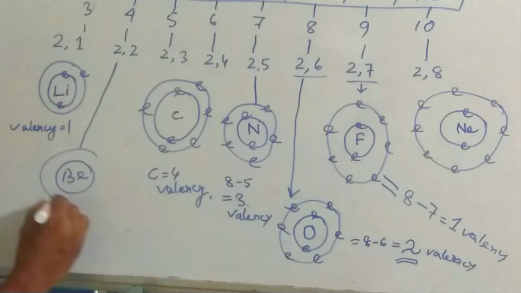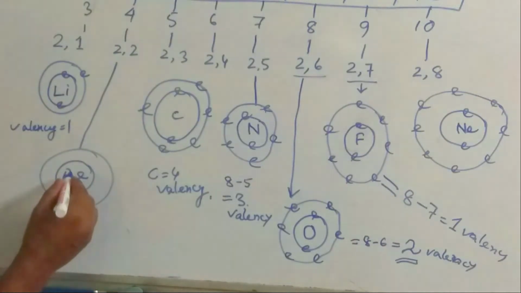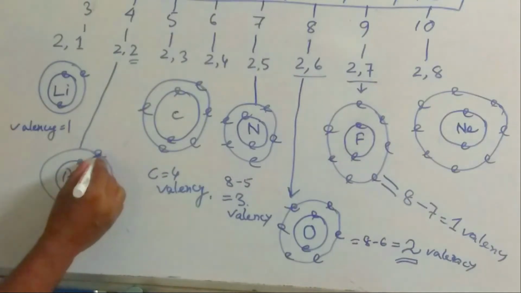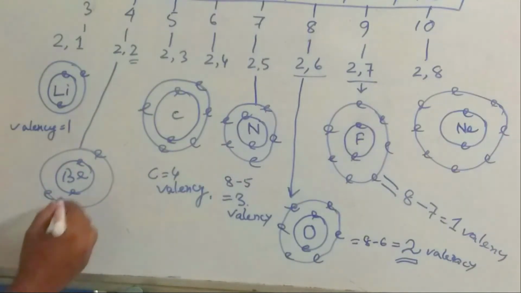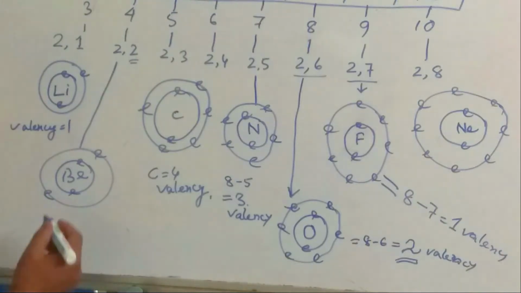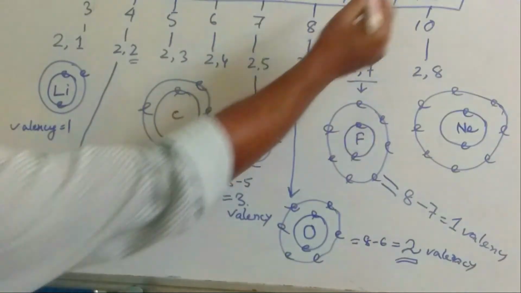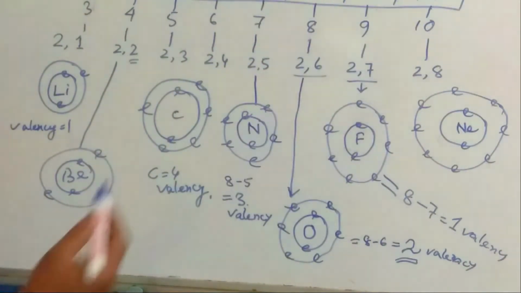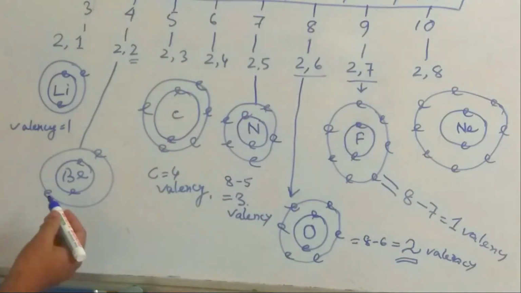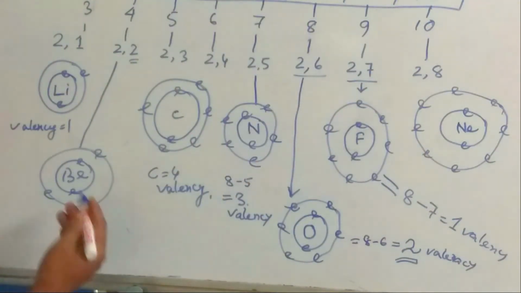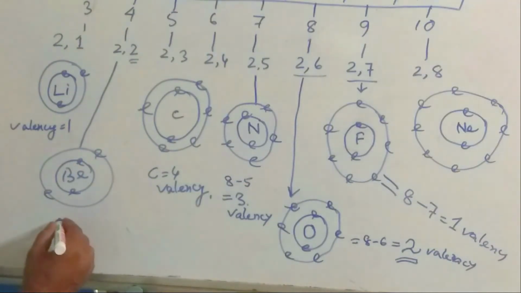first orbit, second orbit. First orbit 2 electrons, and in the last shell also there are 2 electrons. So each valency it can donate 2 electrons to other element. So to attain the electronic configuration of helium, the inert gas, it easily releases 2 electrons. So its valency is 2.